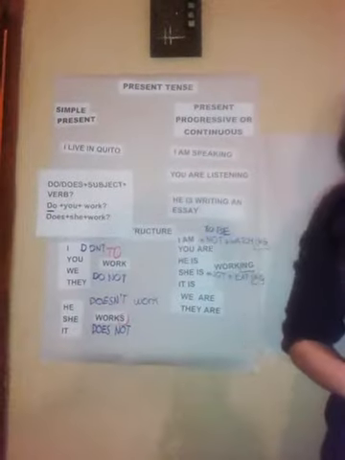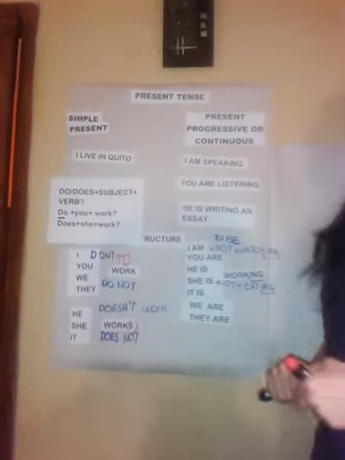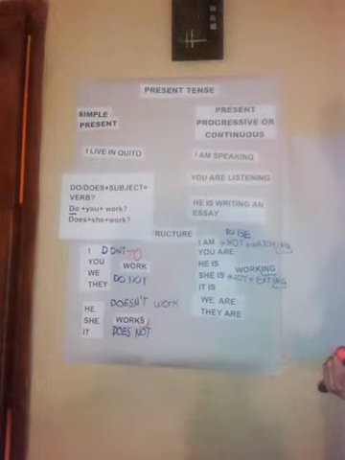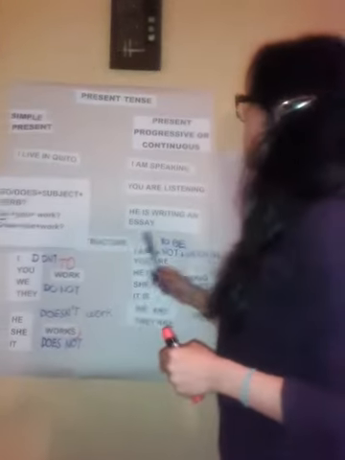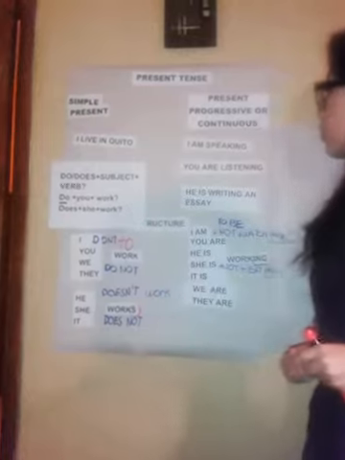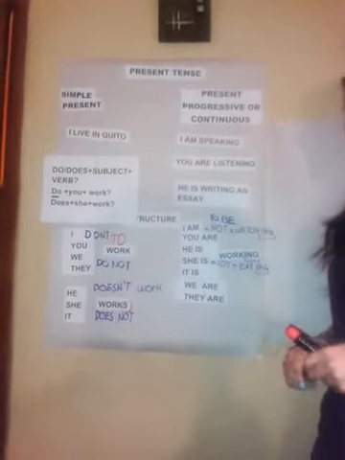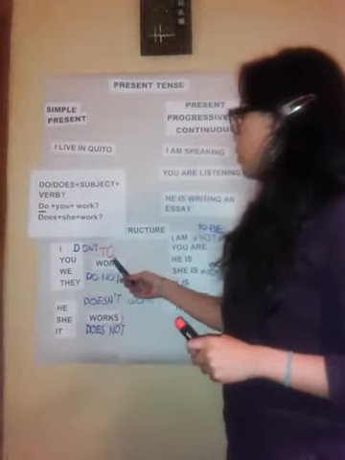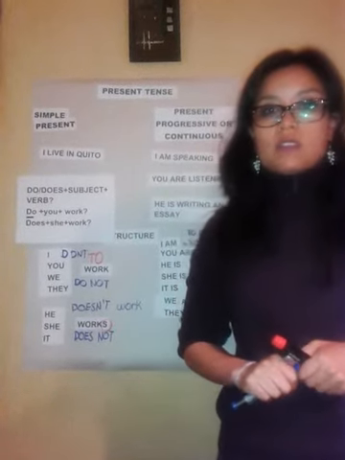Okay, so I hope this will be clear for you. These are the differences between simple present and present progressive or continuous, their structure, their negative forms, and the way to make questions with these two tenses. This is all for today.